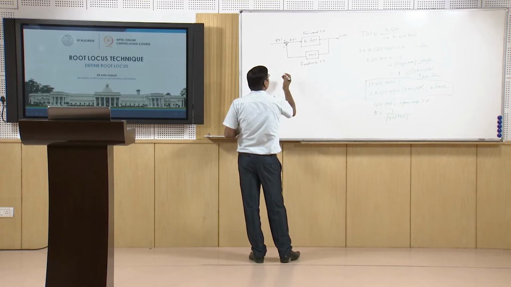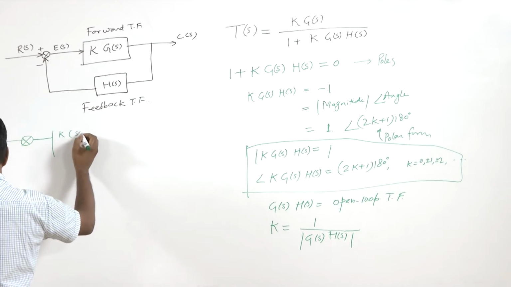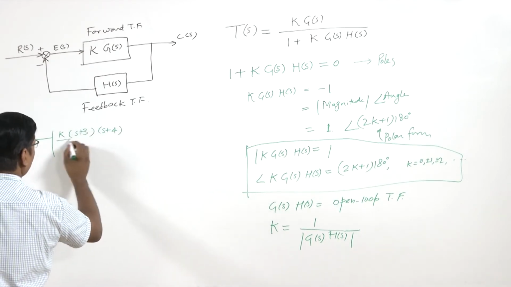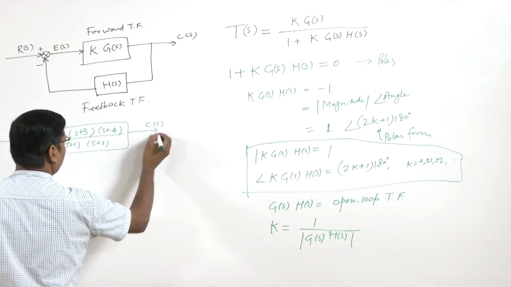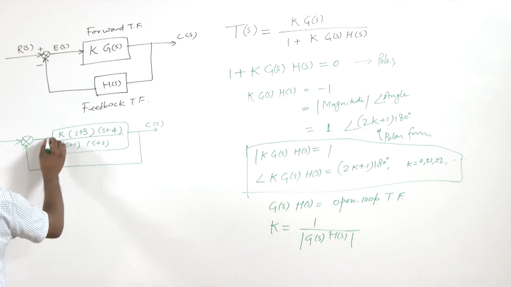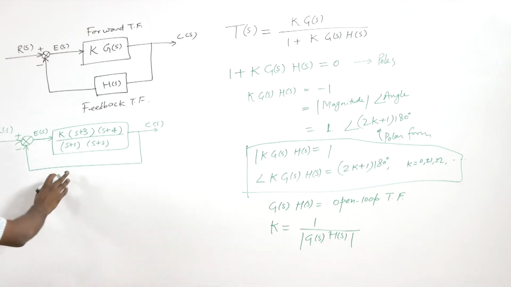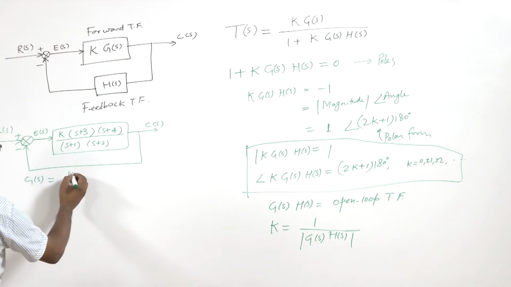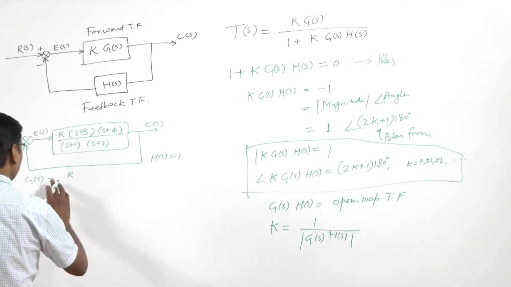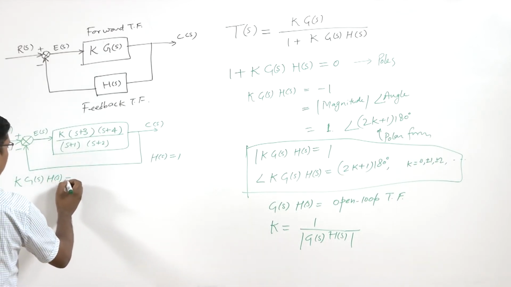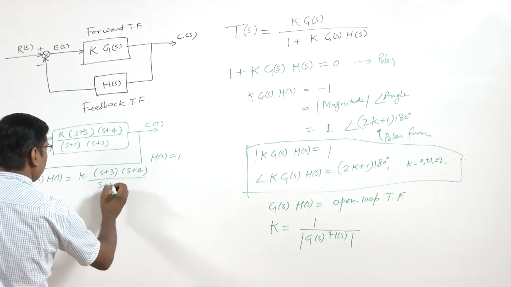Now let's take one example. So this is R(s) and C(s). Here your G(s) is equal to K, and H(s) is 1 because here it is unity feedback. So K G(s) H(s) equal to K into (s plus 3)(s plus 4) upon (s plus 1)(s plus 2).